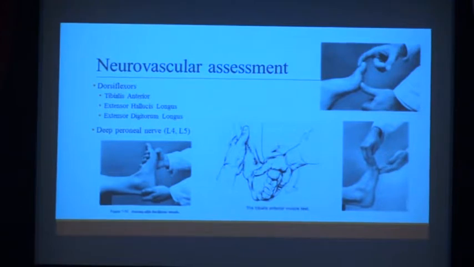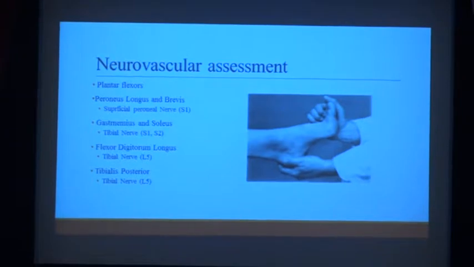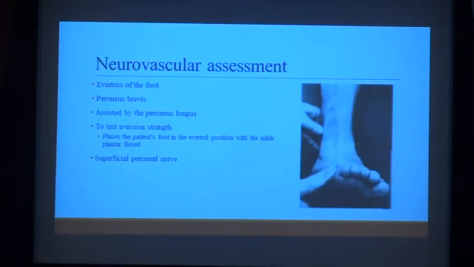So the dorsiflexors have L4, L5 root value. You are checking on the tibialis anterior, the extensor hallucis, and the extensor digitorum. Plantar flexors, S1, tibialis posterior, flexor digitorum longus, and also the peroneal muscles which also form. So you have to do a good neurovascular or muscular strength assessment on all these patients.